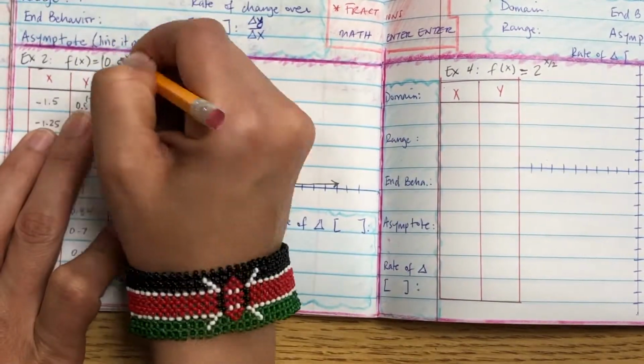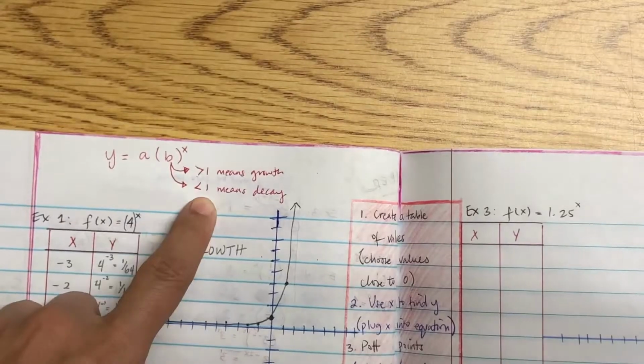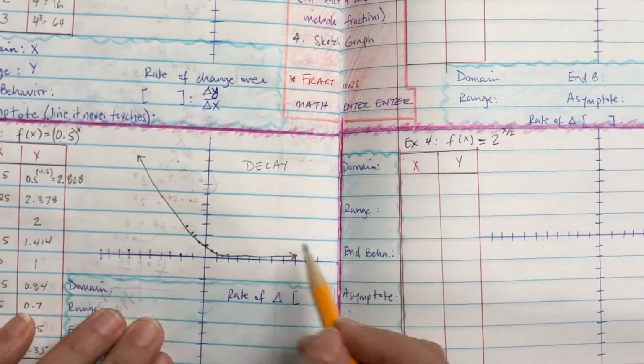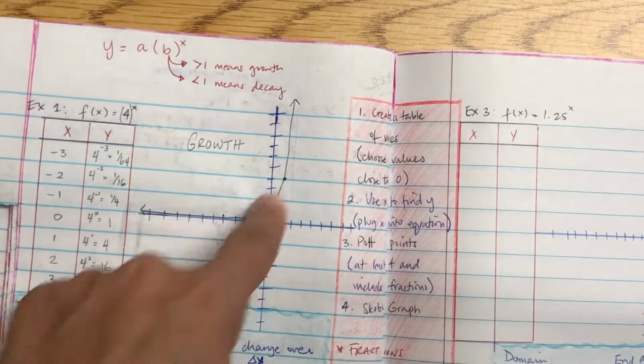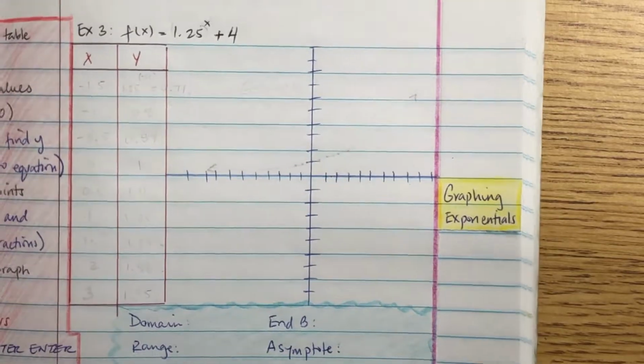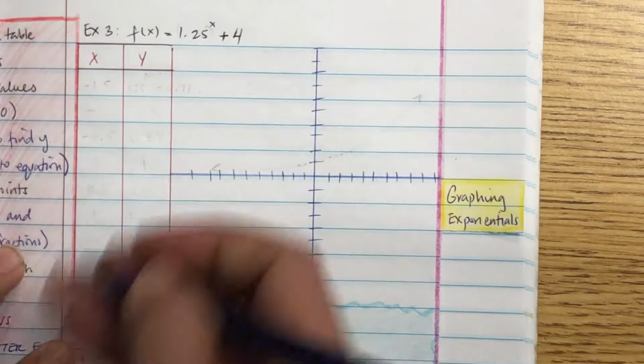Then B, the rate of change. If it's bigger than 1, it's growing. If it's less than 1, it's decaying. So you can see 0.5 is less than 1, so it's decaying. And you can also look at the graph from left to right. What is it doing? In this example, it's going down. So it's falling, it's decaying. Alright, let's take a look at another example.